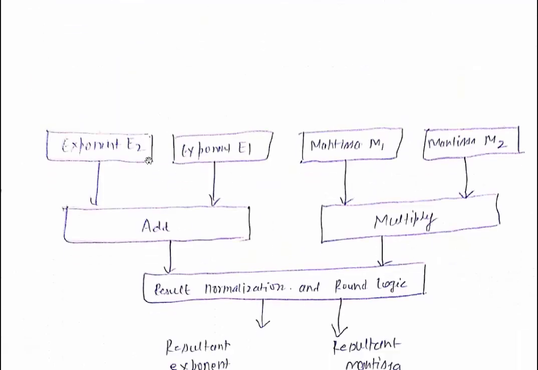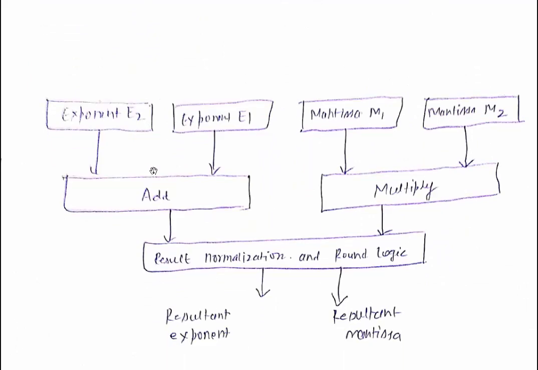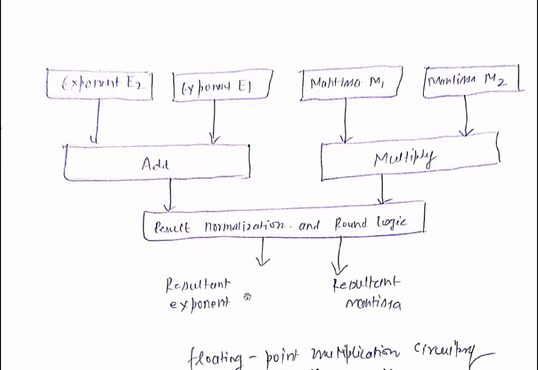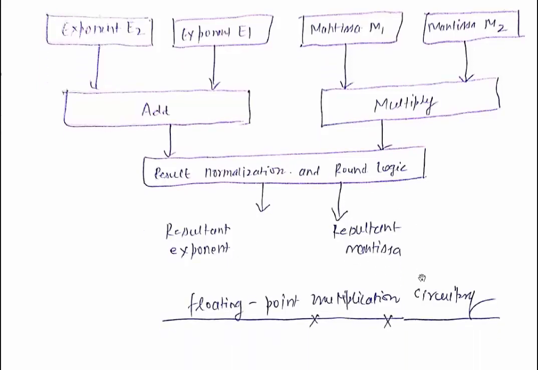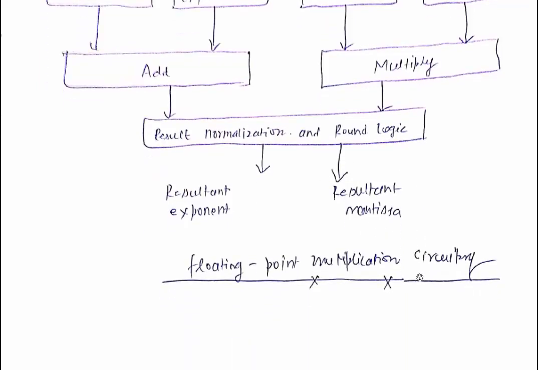So what would be the hardware circuitry for this multiplication? We have exponent E2, exponent E1, mantissa M1, mantissa M2, and after that the exponents are added together, the mantissas are multiplied together, and this is your result normalization and rounding off logic. Thereafter you will get the resultant exponent and the resultant mantissa. So this is how floating point multiplication is performed.